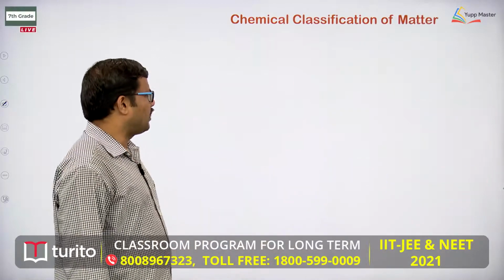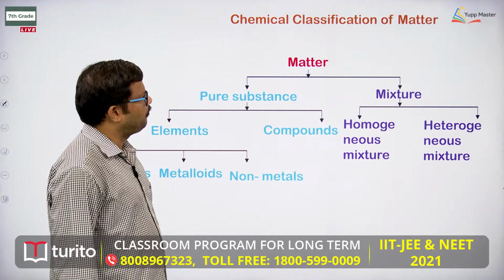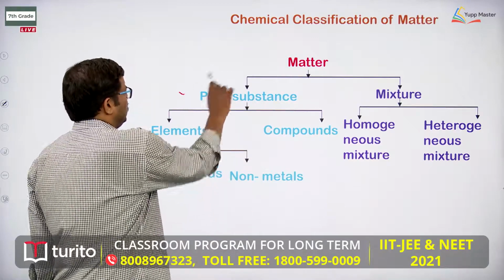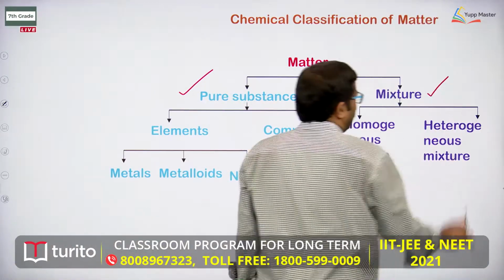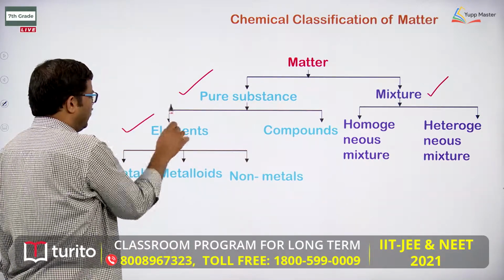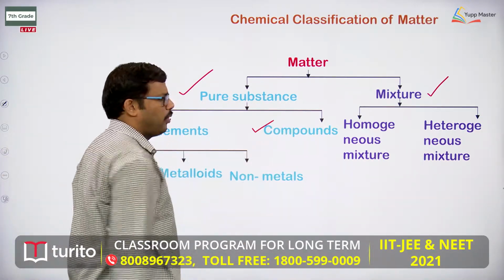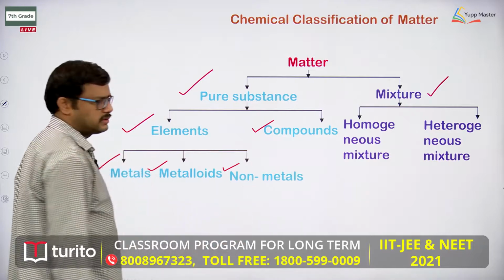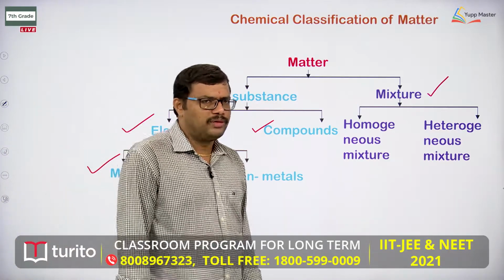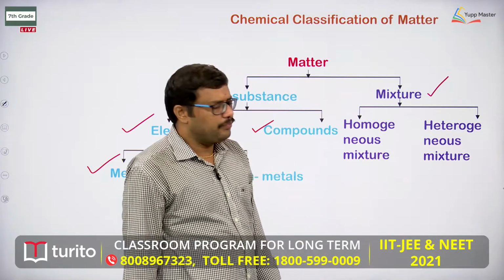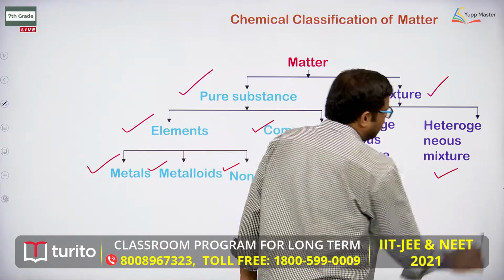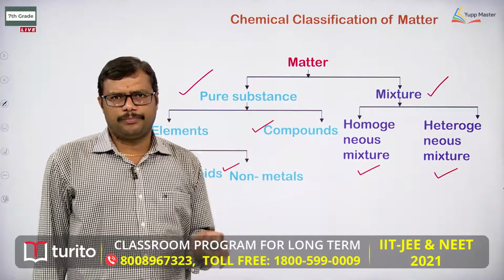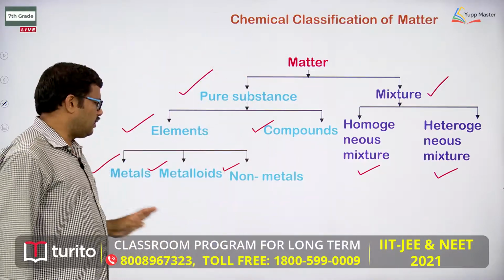Keeping this in the classification of matter, if you observe, this is an overall classification. Matter is divided into pure substance as well as mixture. When we are looking at only the pure substances, it can be categorized as element as well as compound. And elements are further classified as metals, metalloids, and non-metals. There is no classification for the compounds. Coming to the mixtures, the other side of the matter, one is homogeneous mixture, the other is heterogeneous mixture. So, this is the overall chemical classification of matter.